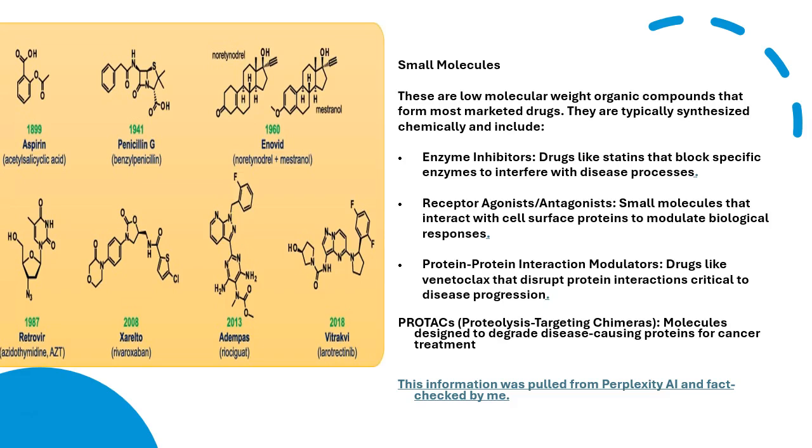They're receptor agonists or antagonists. They're small molecules that interact with cell surface proteins to modulate biological responses. They're protein interaction modulators. Drugs like venetoclax disrupt the protein interactions critical to disease progression. And then they're also PROTACs. They're molecules designed to degrade disease-causing proteins for cancer treatment.